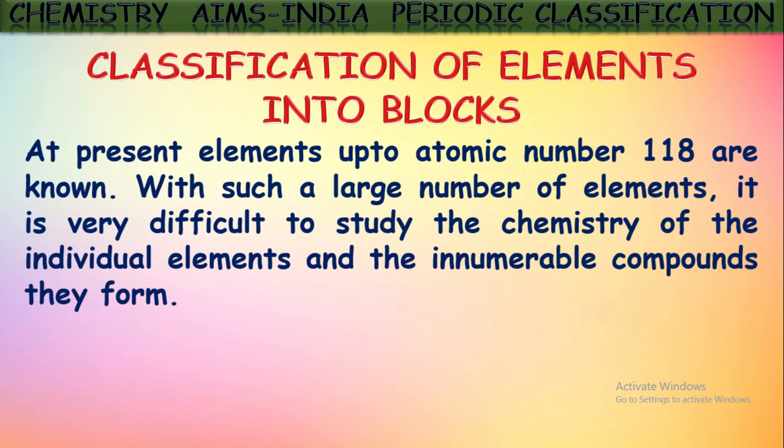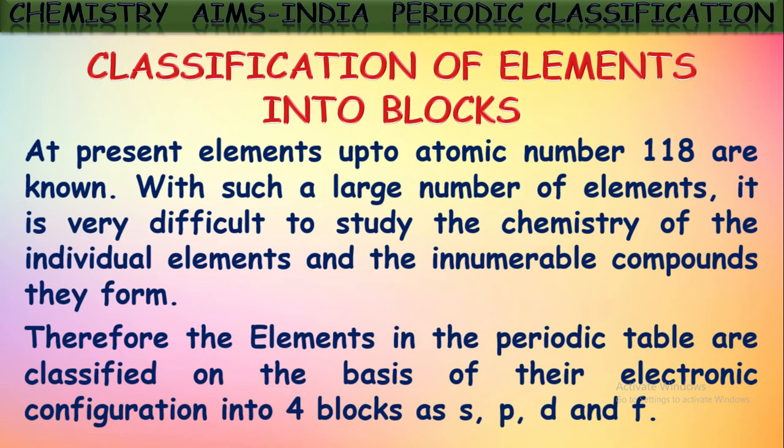And not only those, the compounds formed by those elements. So remembering all these properties individually becomes a big task. It will be difficult to remember. So therefore, the elements in the periodic table are classified on the basis of their electronic configuration, or based upon the valence shell electronic configurations. They are classified into four blocks. They are S, P, D, and F blocks. Okay, now let us see which elements are classified into which block.